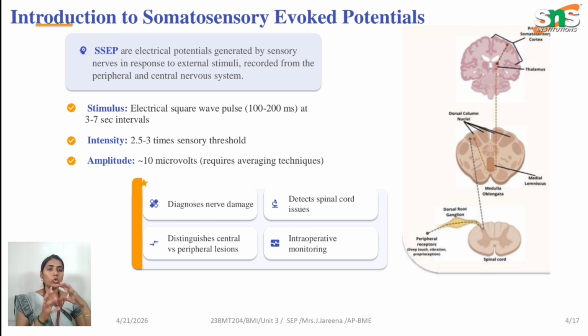The main motto of this somatosensory evoked potential technique is to diagnose nerve damage, and you can analyze lesions, especially in the central and peripheral nervous system. You can easily detect different issues of the spinal cord, and it is a very good diagnosing method, that is an objective assessment method to find any disorders related to the central and peripheral nervous system.